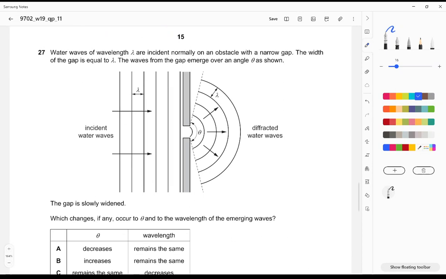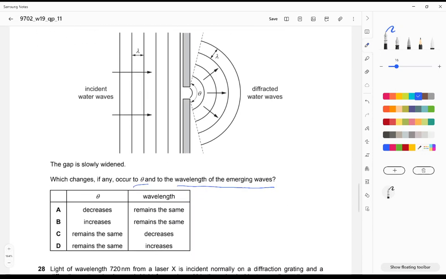Water waves of wavelength lambda are incident normally on an obstacle with a narrow gap. The width of the gap is equal to lambda. The waves from the gap emerge over an angle theta as shown. The gap is slowly widened. If this gap is increased, what changes, if any, occur to theta and the wavelength of the emerging waves?